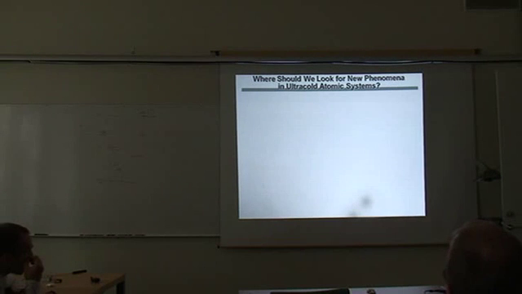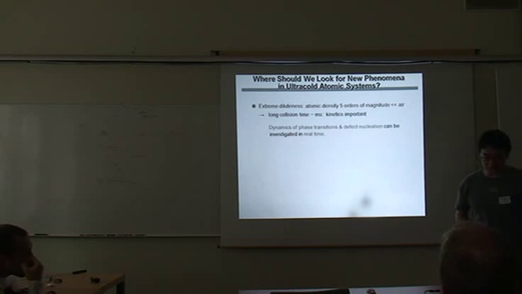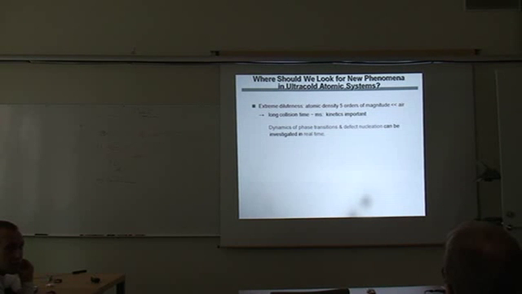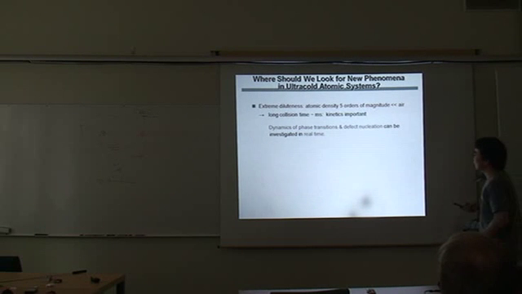By way of introduction, let me start by discussing where we should look for new phenomena in ultra-cold atomic systems. One is that the system is extremely dilute, with atomic density 5 orders of magnitude more dilute than that of air. This implies a very long collision time, of the order of milliseconds, and the kinetics becomes very important. For example, 1 millisecond is the time for an atom to go around a track before a second collision. Therefore, the dynamics of phase transition and defect nucleation can be investigated in real time.